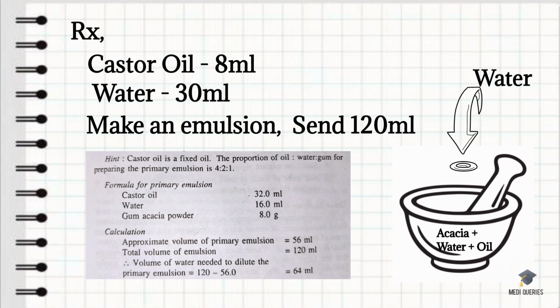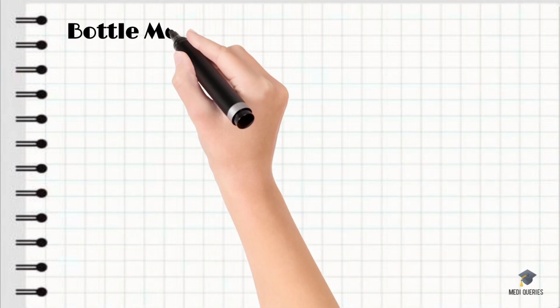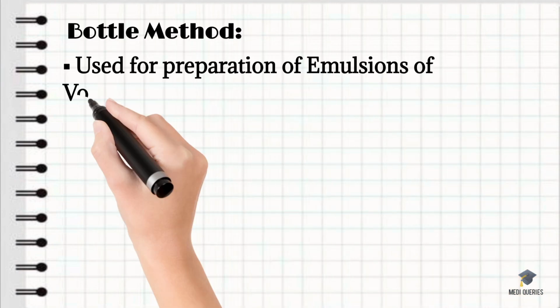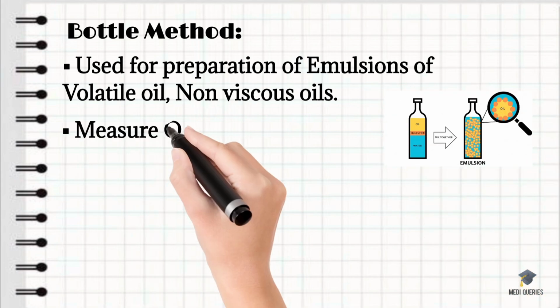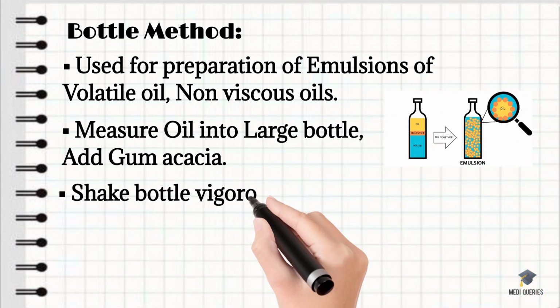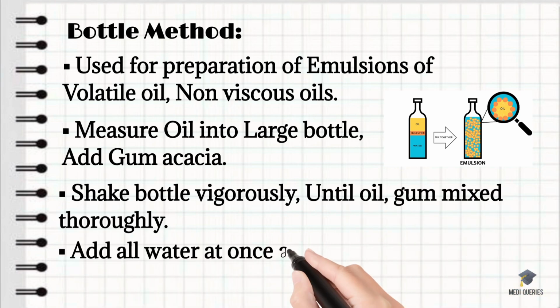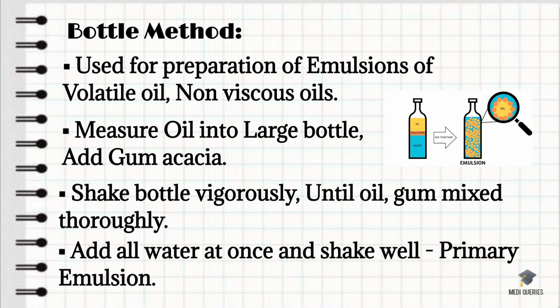Okay, and the third method is the bottle method. The bottle method is used for preparing emulsions of volatile and other non-viscous oils. The proportion of oil to water to gum is 2:2:1. In this method, measure the required quantity of the oil and transfer it into a large bottle. Add the required quantity of powdered gum acacia. Shake the bottle vigorously until the oil and the gum are mixed thoroughly.